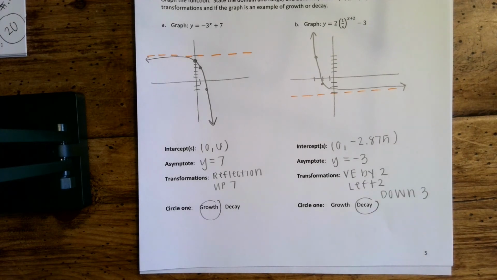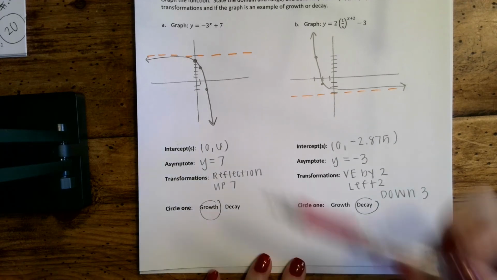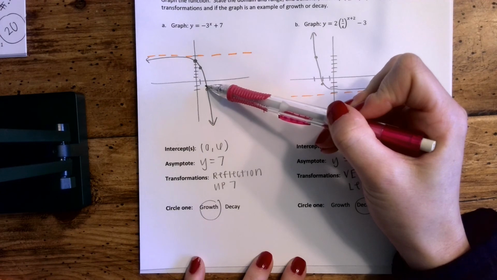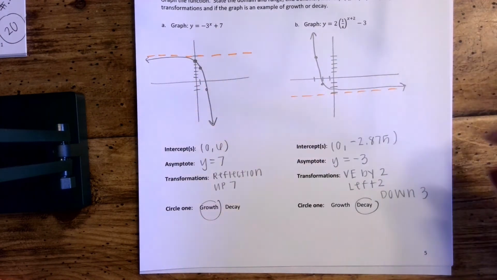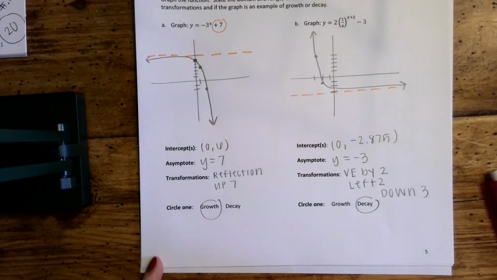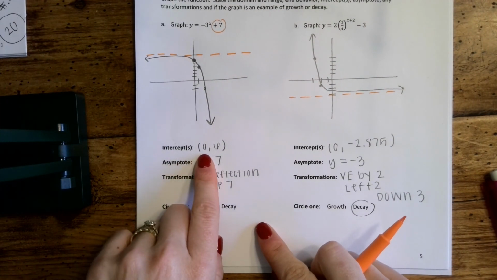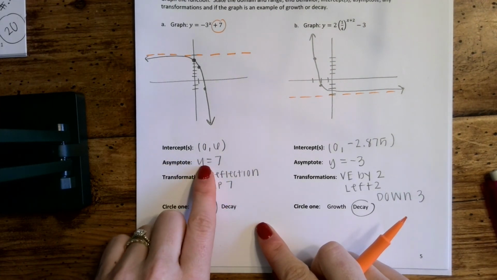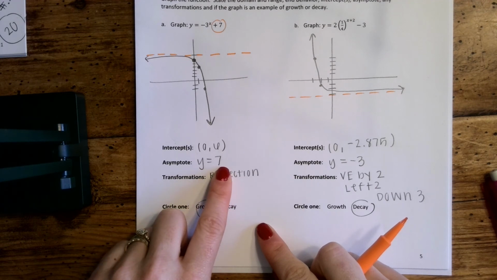Alright, here are the answers for A and B. A should have been pretty straightforward. After you graph it in your calculator, you can find these 3 nice points. We know that my asymptote is at positive 7 because of this plus 7 on the end. We had an intercept at 0, 6. The asymptote, that straight line, was at 7.